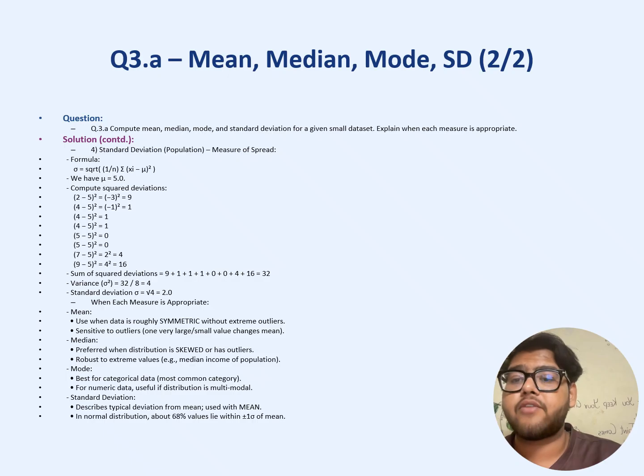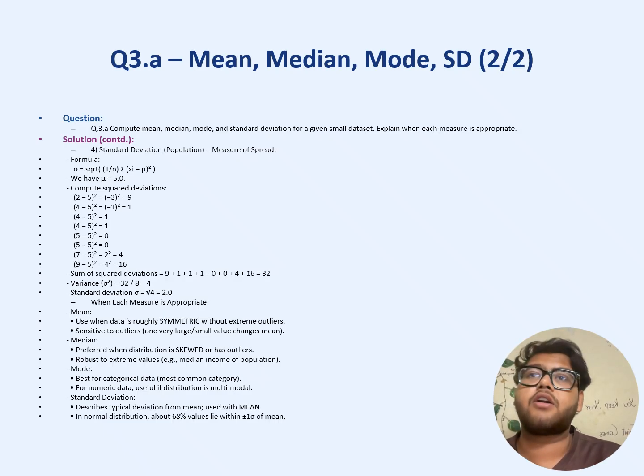The next is standard deviation. The formula is the square root of 1 by n times the summation of (x minus mu) whole square. We have mu equal to 5. Compute the square deviations and take their sum, which will be 32, and so the variance is 32 by 8, equal to 4. So the standard deviation will be the square root of the variance, that is the square root of 4, and we get a standard deviation equal to 2. Next, when each measure is appropriate.